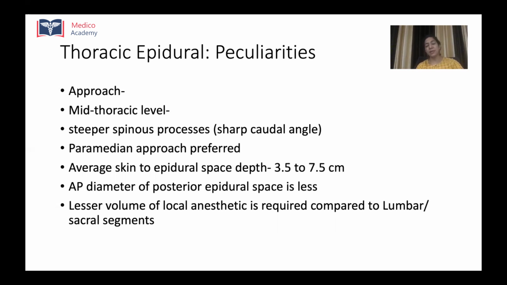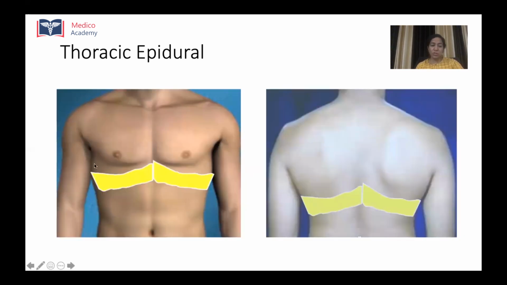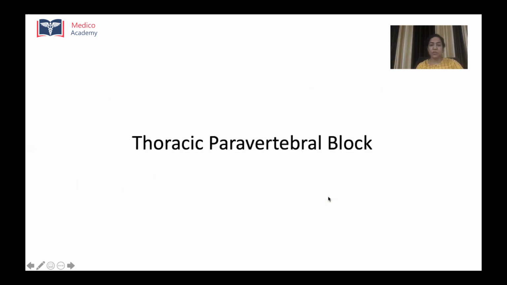So typically, they say about 0.7 ml per segment of volume is required for thoracic epidurals. The distribution of the thoracic epidural is bilateral and it's going to cover a few segments. And whatever dermatomes are covered, it's going to be covered all over the chest, anteriorly as well as posteriorly. So the thoracic paravertebral block, coming to this, because thoracic epidural block will be covered in greater detail in another seminar. So let's quickly come to the thoracic paravertebral block.